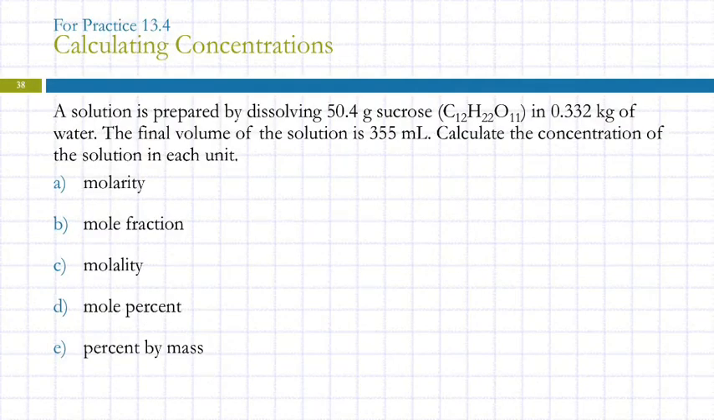Okay. So here we're going to practice doing some of these concentration calculations. A solution is prepared by dissolving 50.4 grams of sucrose in 0.332 kilograms of water. The final volume of the solution is 355 milliliters. Calculate the concentration of the solution in each unit. I'm just going to start at the top.